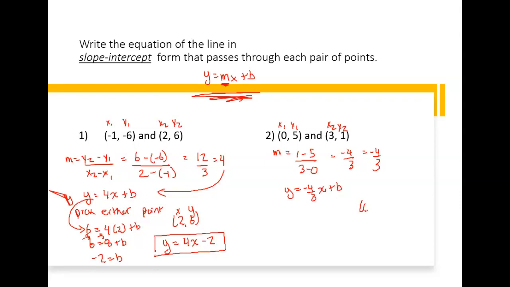So now I'm going to pick any point. I'm going to pick (0, 5), my x and my y. I'm going to sub that point in. So pick either point, sub it in. My y is 5. My x is 0, which makes this much easier, which is why I picked this one. This becomes a 0, right? So I get 5 is equal to b. And my equation is -4/3 x plus 5. And I'm done. I just used those values to calculate for b.